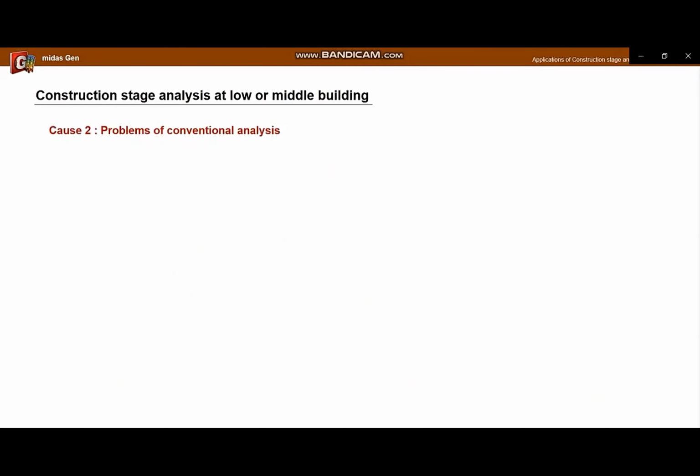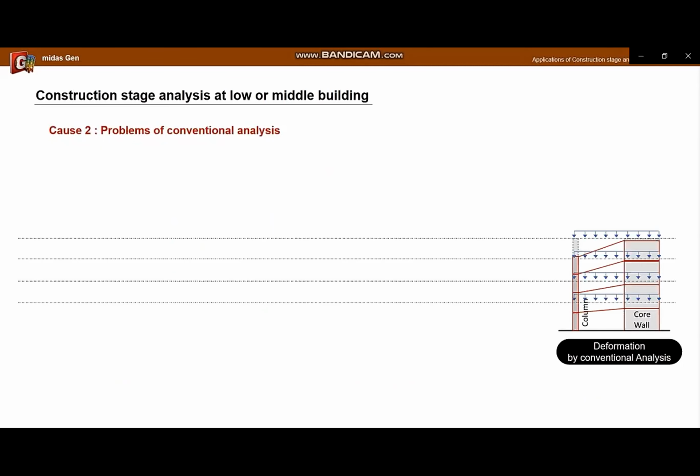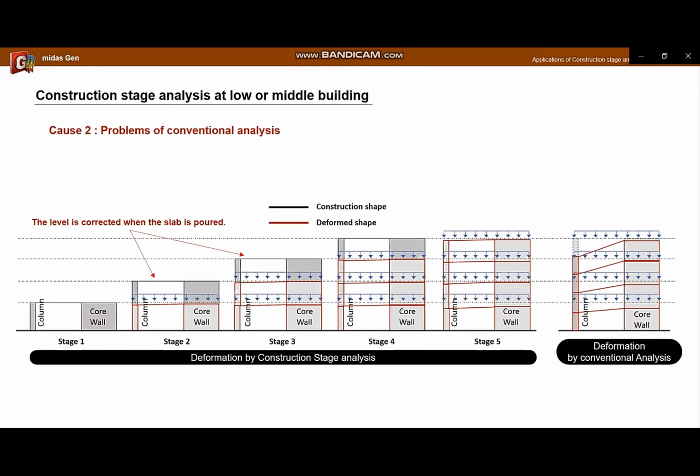The second reason is that there is an error in the conventional analysis for building with story. In case of the conventional analysis, as shown on the right, the loads are applied at the same time on all story. And in case of considering the construction stage, as you can see in each stage, the vertical and horizontal members of each story are constructed according to the plane level, even though deformation occurred in the lower story. So, the conventional analysis generates a larger deformation than the construction stage analysis, which generates a larger additional member force.